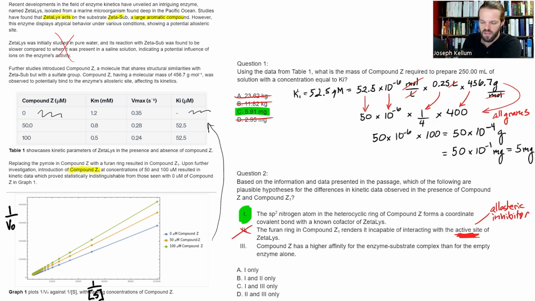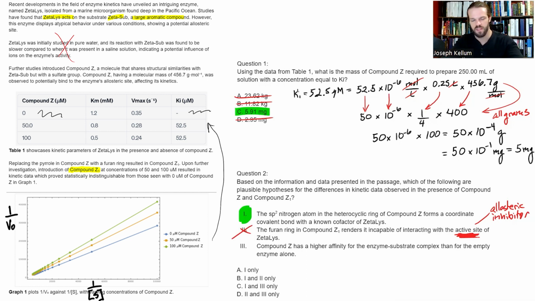Remember, I said that increasing concentration of compound Z leads to a decrease in Km. What that means is that compound Z is binding to an allosteric site on the enzyme substrate complex. So statement 3 here is a true statement. Compound Z has a higher affinity for the enzyme substrate complex than it does for the empty enzyme alone. Just because it's a true statement does not mean that it answers the question, though. So 3 is wrong in this case.